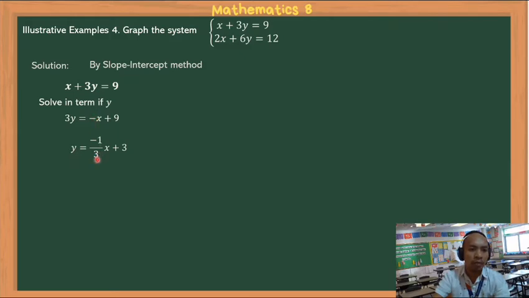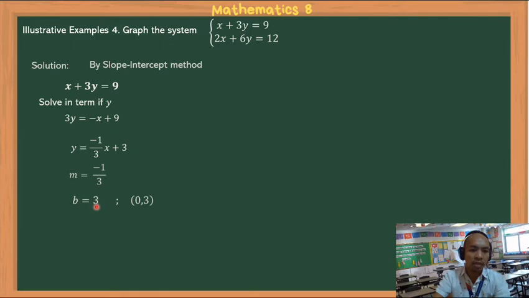Negative 1 divided by positive 3 would be negative 1 over 3x. Then 9 divided by positive 3 would be 3. So this is now the slope-intercept form of the equation x plus 3y is equal to 9. The slope is just the coefficient of the variable x. So the coefficient is negative 1 over 3, and that is our slope. Our y-intercept is just the constant. So our y-intercept, which is b, is equal to 3.